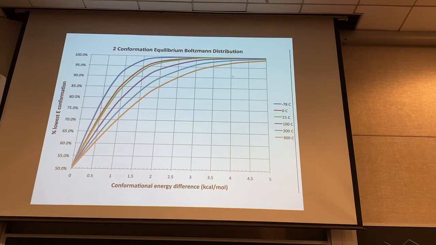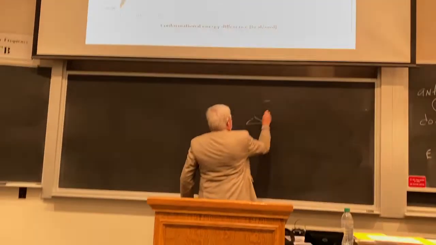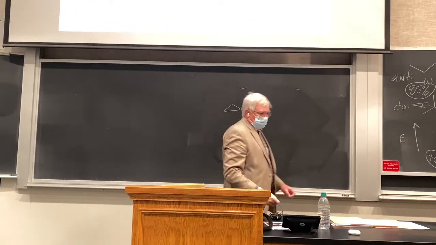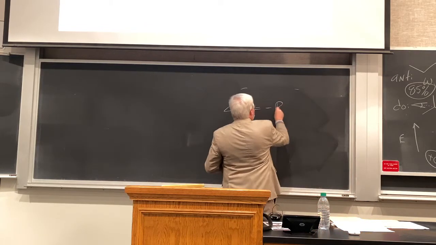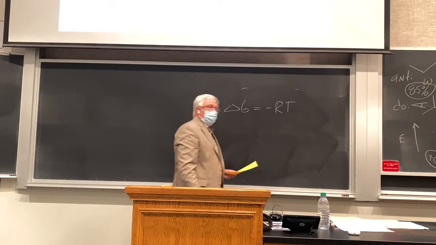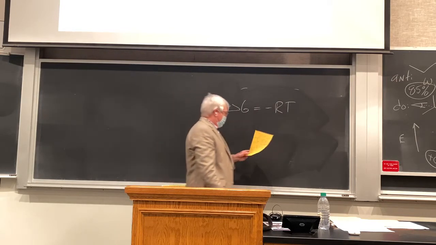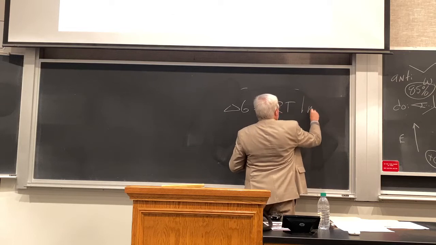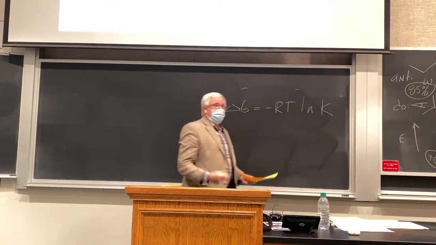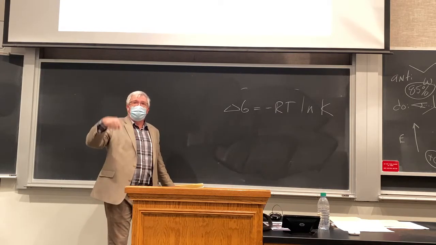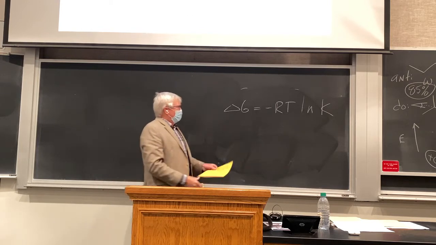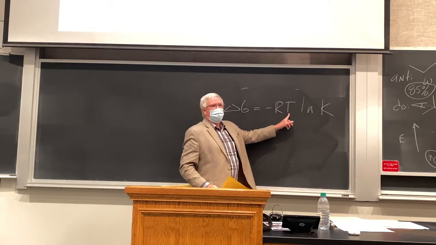Let me show you that Boltzmann equation. It's pretty simple. It relates delta G to minus RT, where R is the gas constant, which relates temperature to energy, times the natural log ln of K, where K is the ratio of the different molecules you're looking at. So in our case, it'd be the ratio of the conformational isomers, 85-15, whatever. T has to be in absolute temperature, Kelvin temperature. Okay, so you have to convert it.